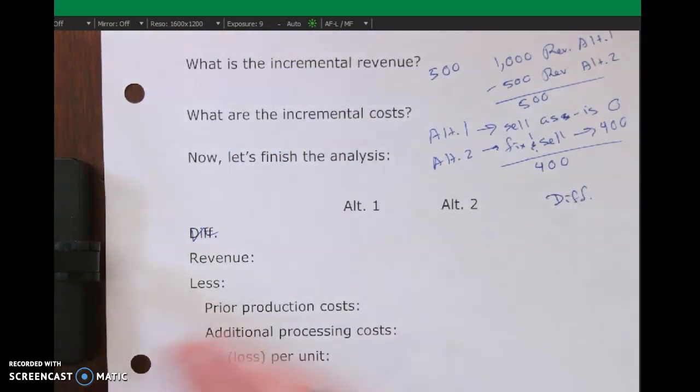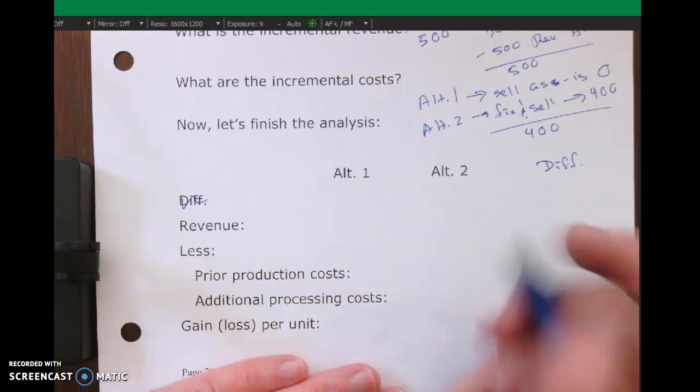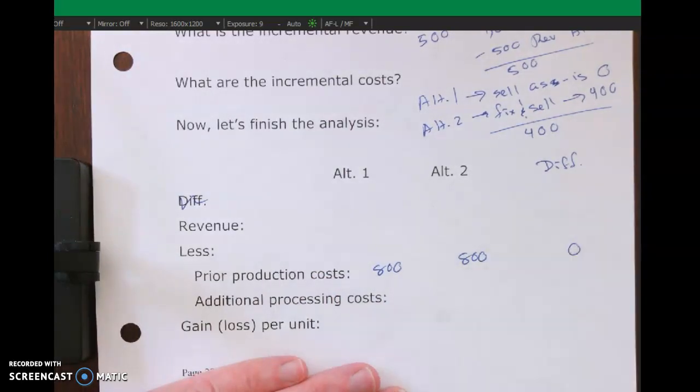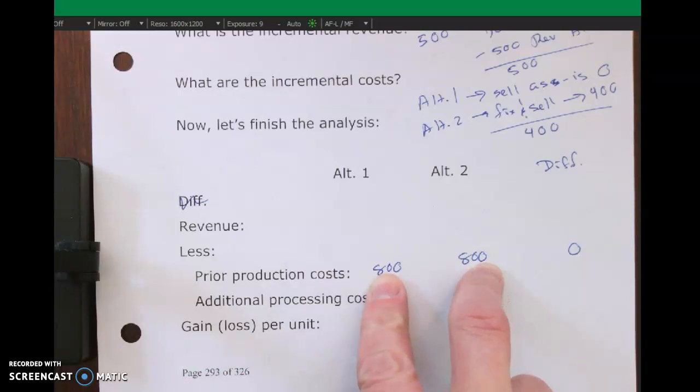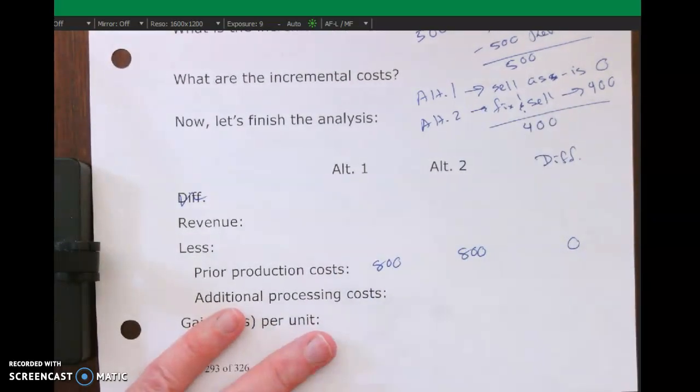I have my revenue and, less, my prior production costs. I did include these in here just to show you why they don't matter. The reason they don't matter is because they're not relevant. They're not relevant because it's not a differential cost, and it's not a differential cost because it's a sunk cost. Because it's the same in alternative 1 as in alternative 2, the difference is 0, and so it just doesn't matter.